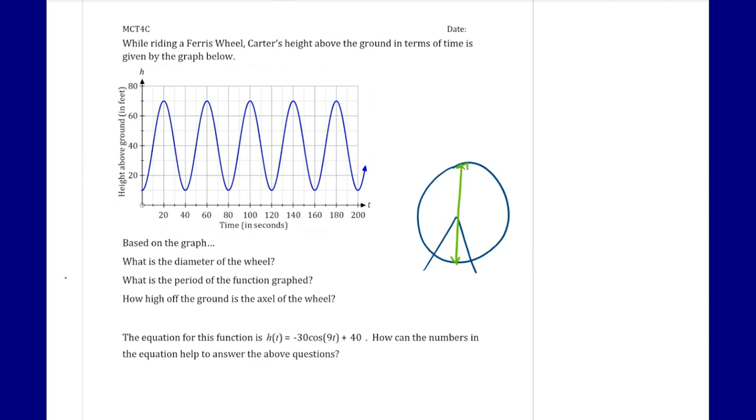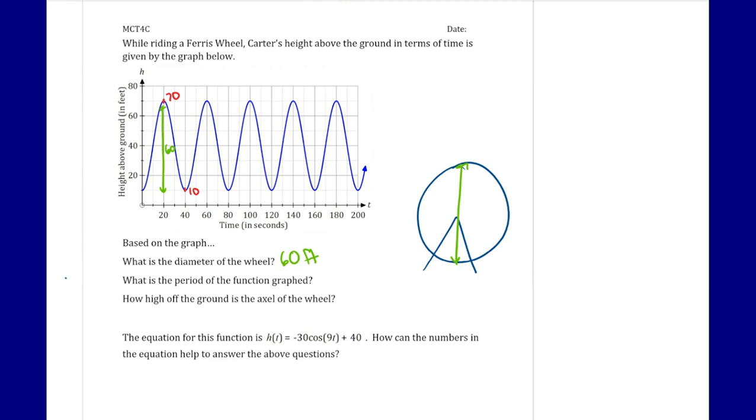Well, if I look at the movement, the height goes from 10 as the lowest to 70 as the highest. So the diameter of the wheel has to be that entire distance, which is 60. So the diameter of the wheel is 60 feet.